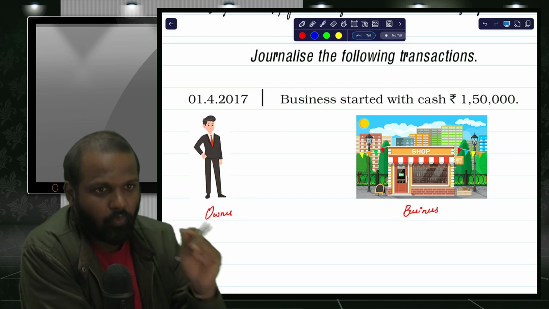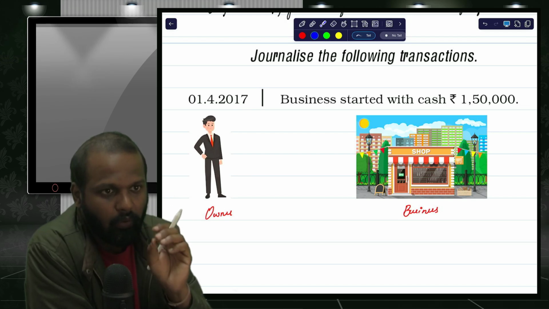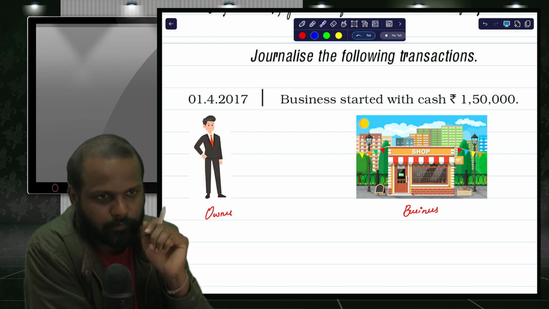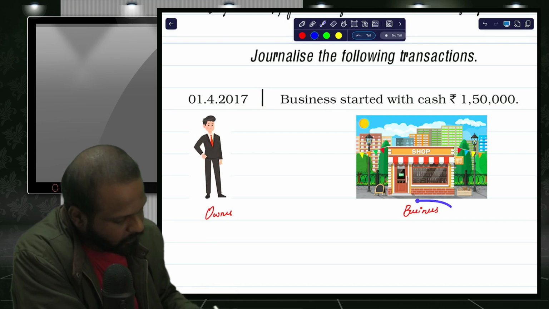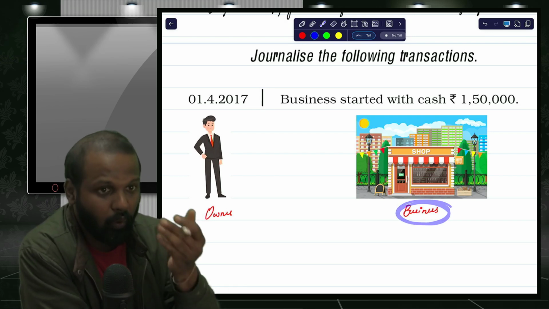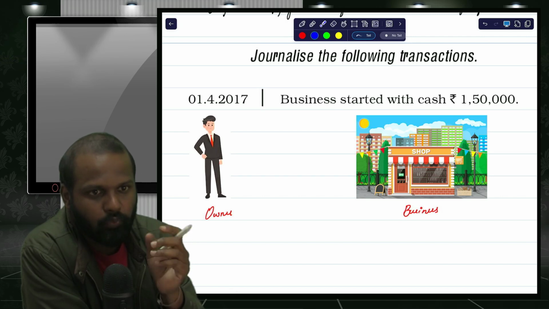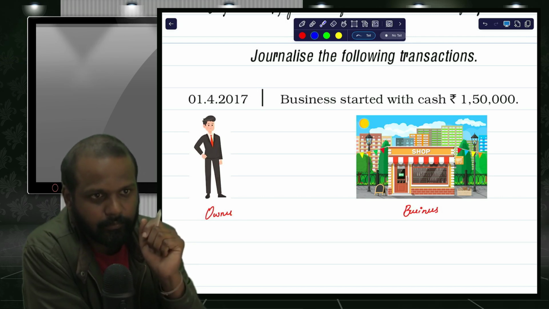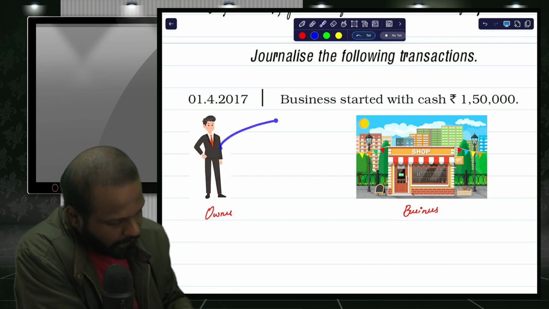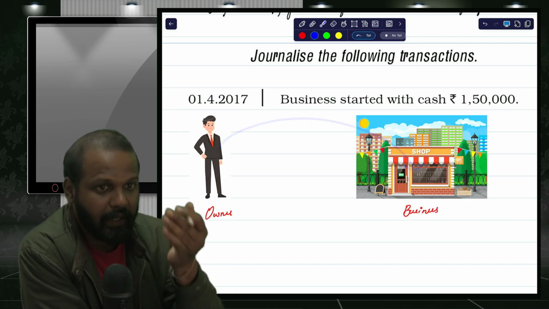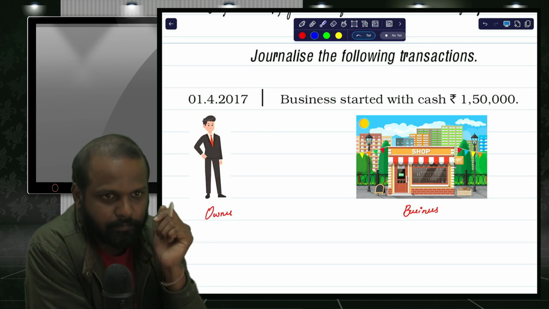As we know, whenever we do accounting, we always think from the business point of view. You always and always think from whose point of view? Business point of view. What is coming into the business? What is going out of the business? So you need to think from the business point of view. What is happening in the business? So you know that when cash is being introduced into the business, cash will come into the business.